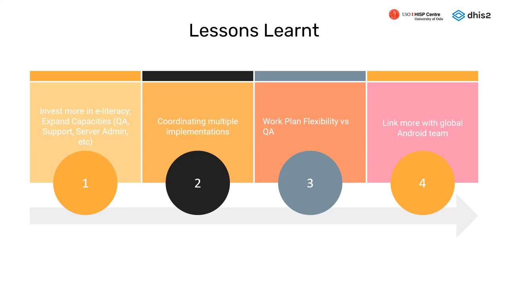And then we've been able to coordinate multiple implementations using different partners and deploying in multiple places at once. And then one key thing as well is the balance between work plan flexibility and QA, quality assurance, because we have a plan, but funding availability also has other plans. So you have to be able to balance those two, follow the funding, but also maintain the right level of quality.